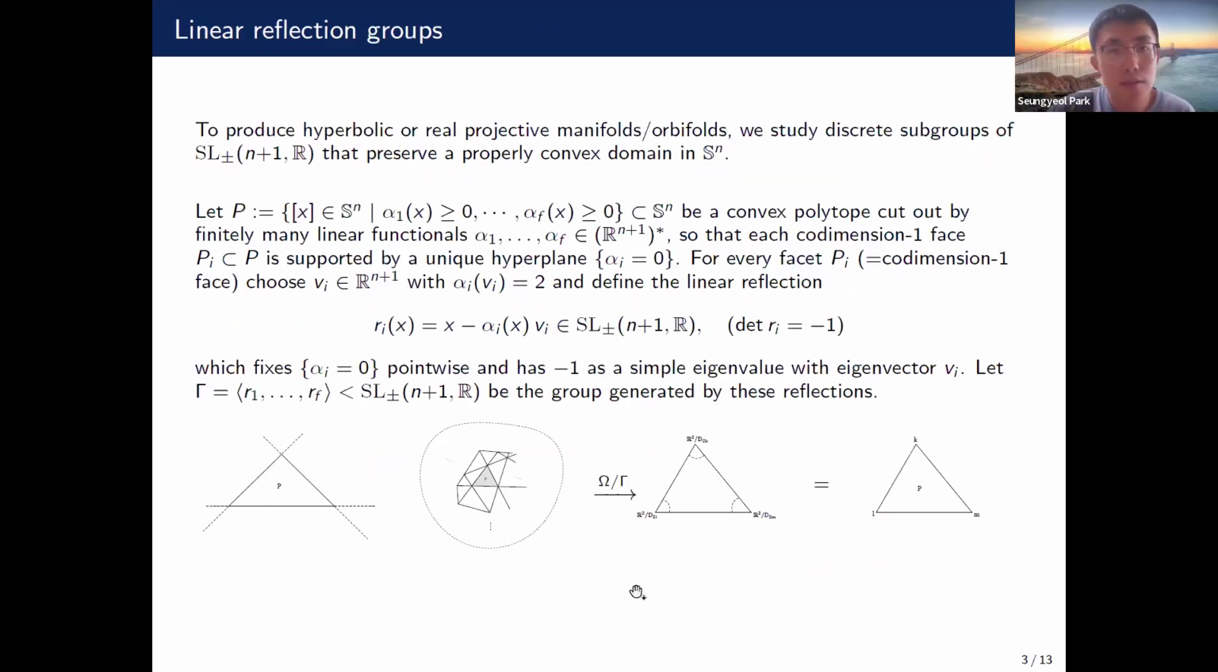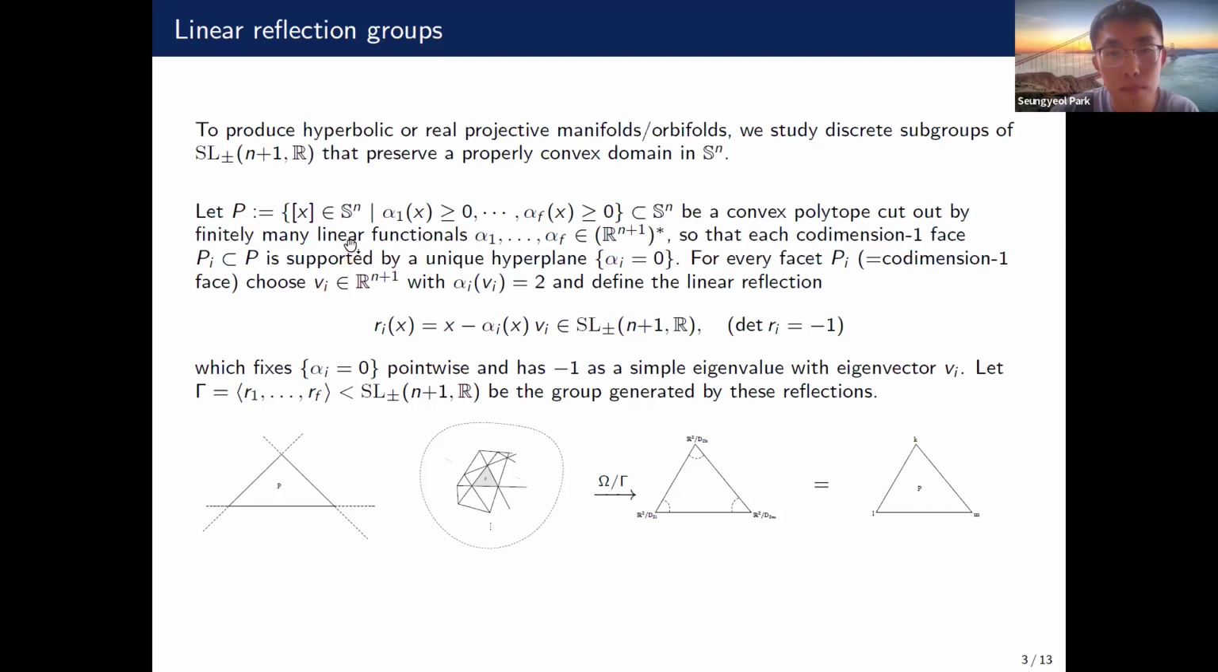So my point is that to generate some real projective manifolds or orbifolds, we have to find some convex open domain inside S^n, and also some discrete subgroups of this SL^{±} preserving that domain. Actually, there is a very nice way to construct such examples, developed by Vinberg in the 1970s. So let me introduce those examples, which are called the linear reflection groups.